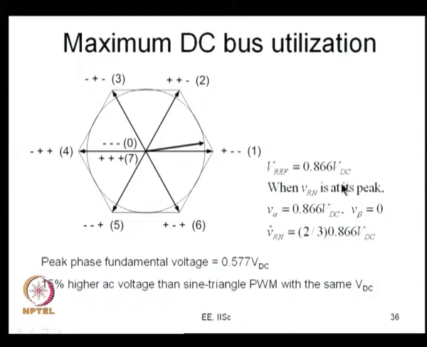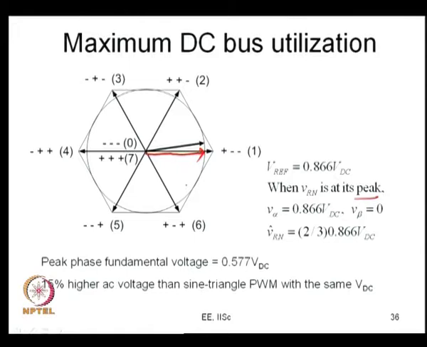Now, when Vref is 0.866 VDC, let us say Vref itself is rotating. Let us consider a particular instant where Vrn is at its peak. When Vrn is at its peak, the reference vector will be aligned here like this. So, let me draw that here for your benefit. At that instant it will be like here. This is where your V reference vector will be when Vrn is at its peak.